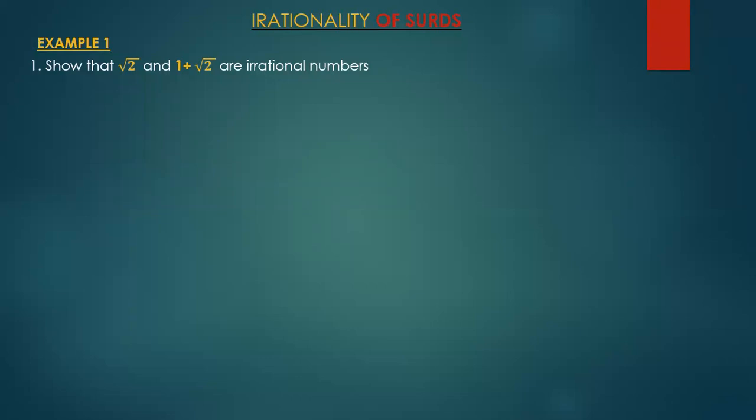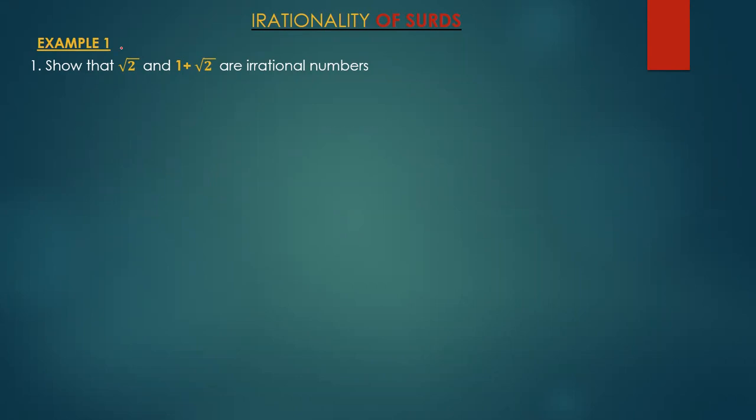So we have this question on the screen, which says, show that the root of 2 and 1 plus the root of 2 are irrational numbers. How do you show or how do you work this out? We use a method known as the contradiction method. We have a lot of methods that you can use, but the simplest one is the contradiction method.